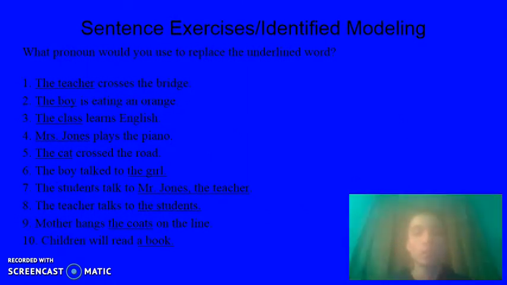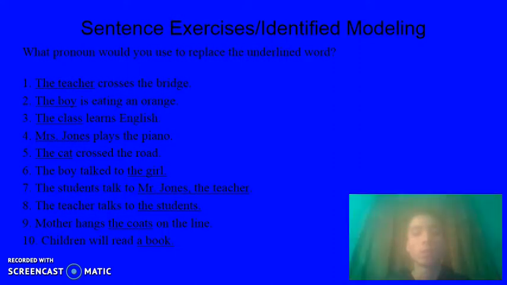In the following 10 sentences, which pronoun would you use to replace the underlined word? Sentence number 1. The teacher crosses the bridge. Sentence number 2. The boy is eating an orange. Sentence number 3. The class learns English. Sentence number 4. Mrs. Jones plays the piano. Sentence number 5. The cat crossed the road.